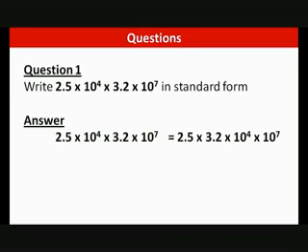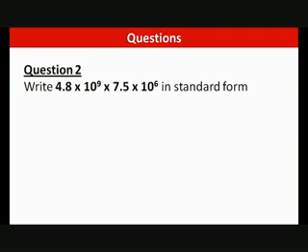I've done that so that I can consider the regular numbers as one thing and the powers of 10 as another thing. So 2.5 times 3.2 is simply 8, and 10 to the power of 4 times 10 to the power of 7 we get by adding the powers to get 10 to the power of 11. So that number is equal to 8 times 10 to the power of 11, and that's in standard form because it's a number between 1 and 10 times a power of 10.